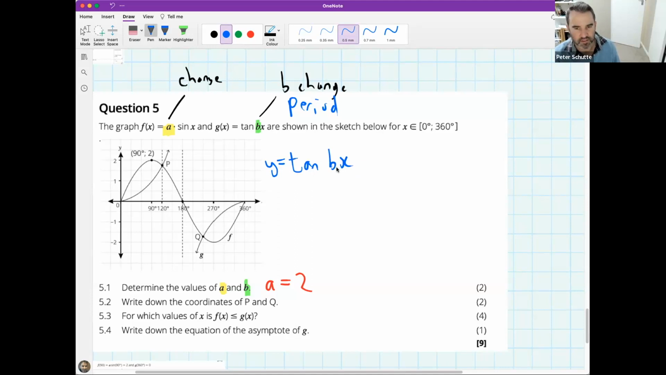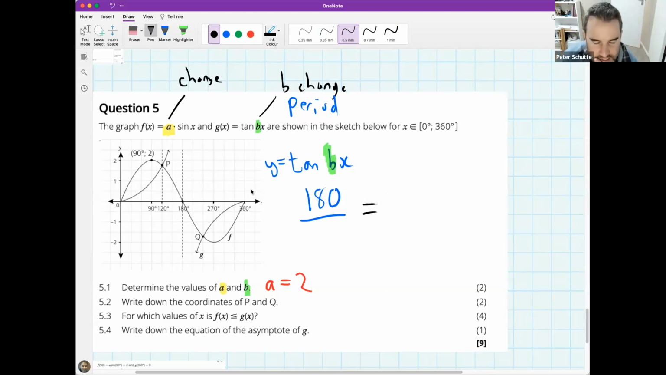And if you go back to the previous lesson, you'll see that the normal period of the tan graph is 180. But if there's a number in front, we divide the period by whatever that number is in front of the variable. Now, we don't know what that number is, but maybe we can work backwards, because what is the period of the tan graph we see here?